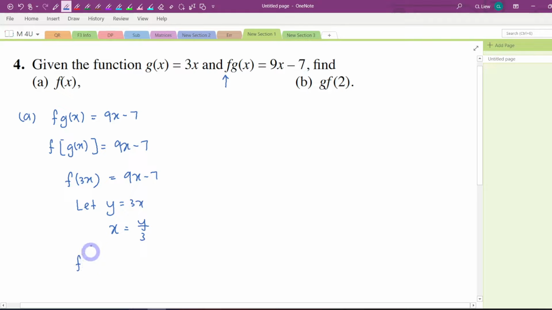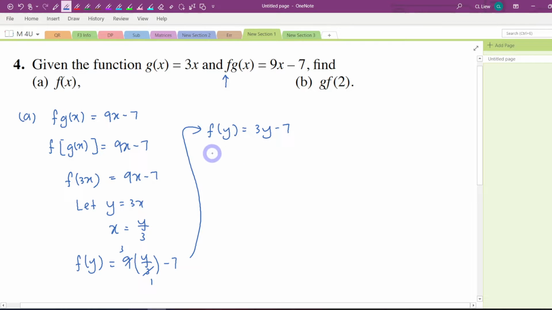So f of y is equal to 9 times x, and I know x is equal to y over 3, minus 7. Okay, so f of y is equal to, just simplify them, divide this one by 3, divide this one by 3, you get 3. It's equal to 3y minus 7. Now, this means that f of x is equal to 3x minus 7. So this is the answer for part A.